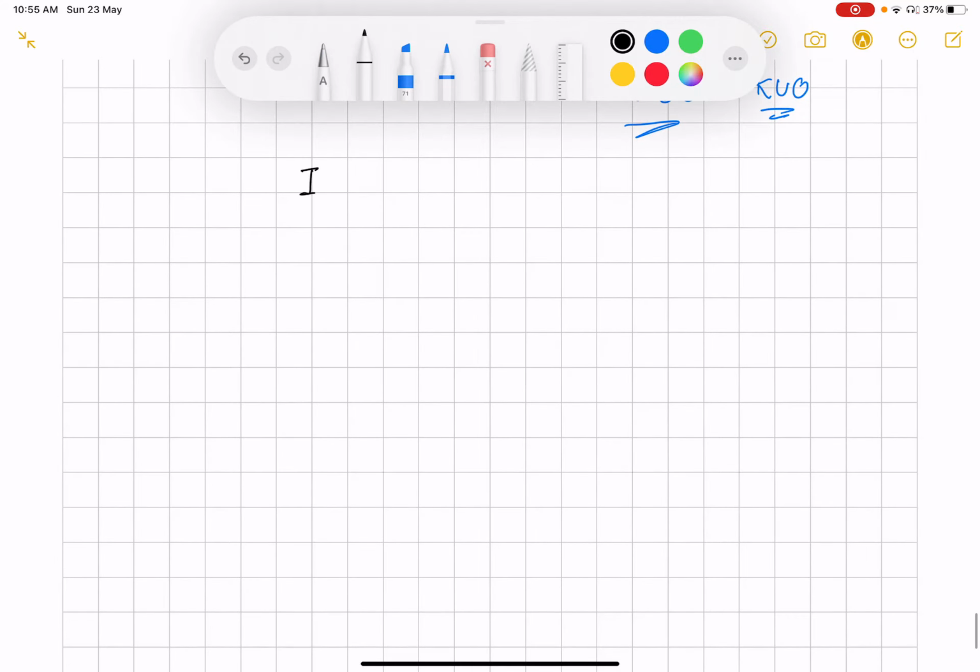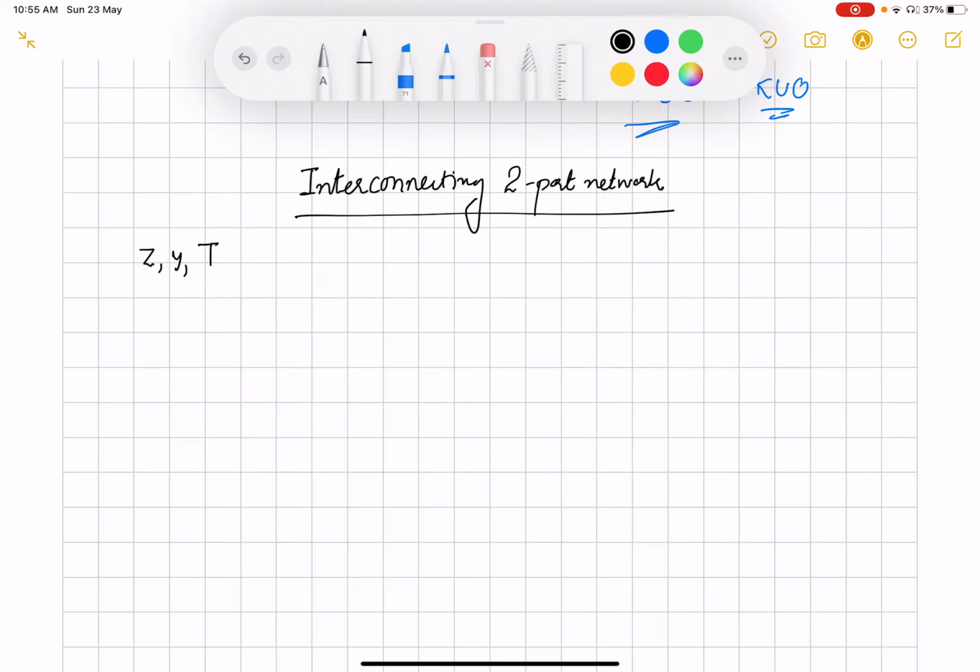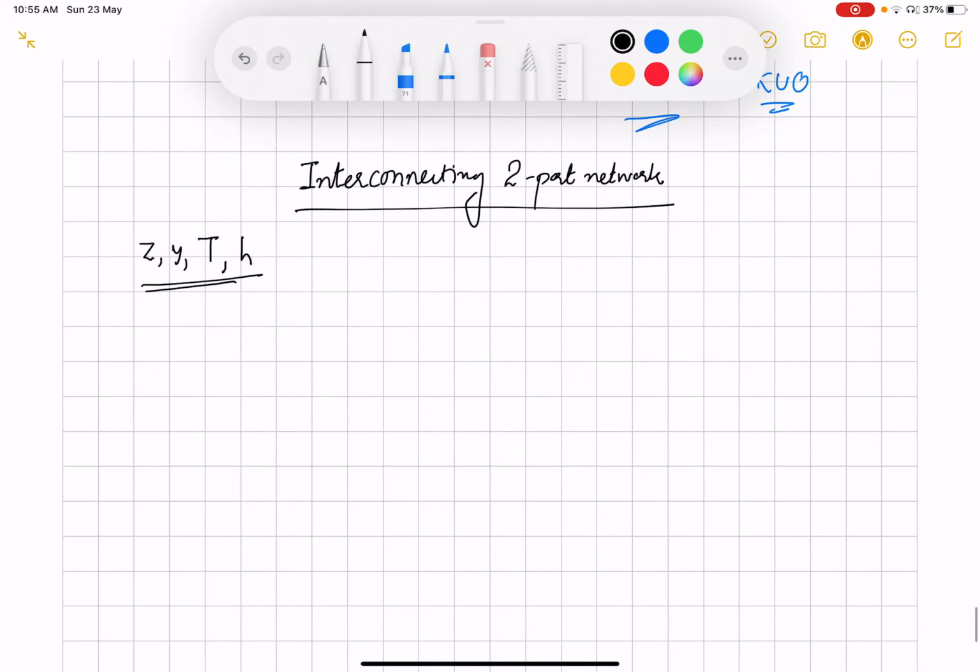So this is the third lecture on two-port networks, and this lecture is about interconnection between the networks, interconnecting two-port networks. We have already seen that there are four defining equations, four types of parameters: the Z parameters, the Y parameters, the transmission parameters, which are called the ABCD parameters, and the hybrid parameters. And we have also seen in the last lecture that we can relate the parameters with each other. We can write the Z in terms of Y, the Y in terms of Z, the H in terms of Z, and so on and so forth.